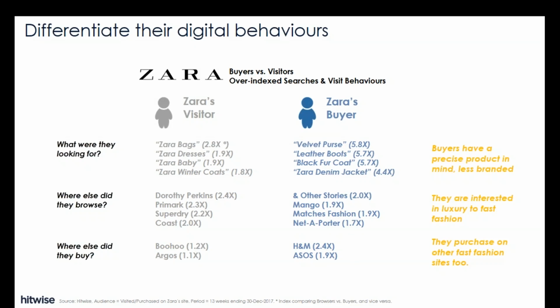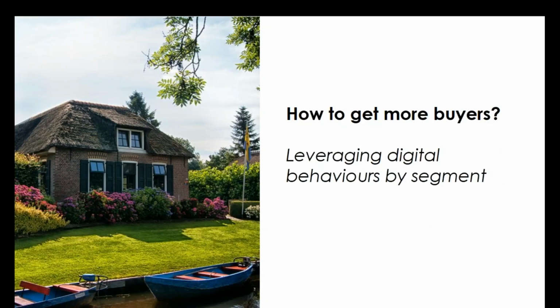That Zara example lightly touches upon digital behaviors such as over-index searches by buyers versus visitors, which then brings me on to my next point: how can I actually leverage and extract more meaning from behavioral data in order to acquire more buyers or acquire more customers? So to illustrate this, let's switch up industries and look at the world of home insurance. And I assure you we'll be able to find some pretty interesting insights through search and visit behavior for home insurance. We'll be looking at the insurer Admiral.